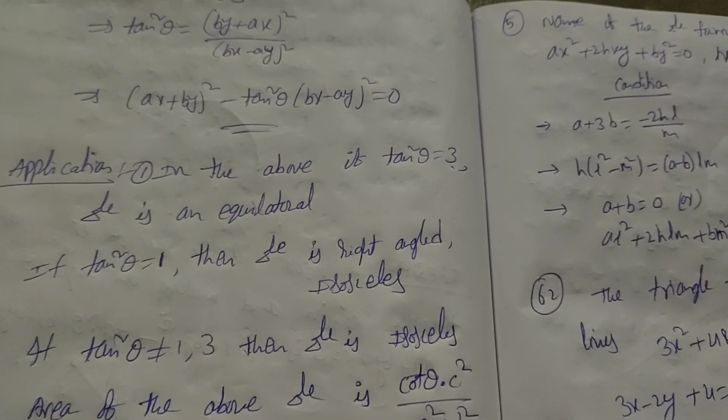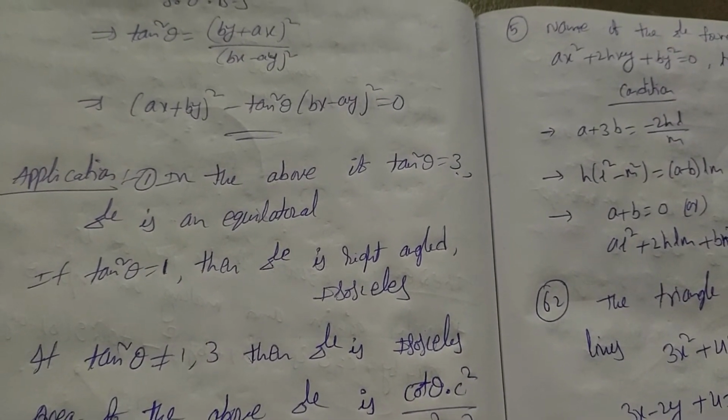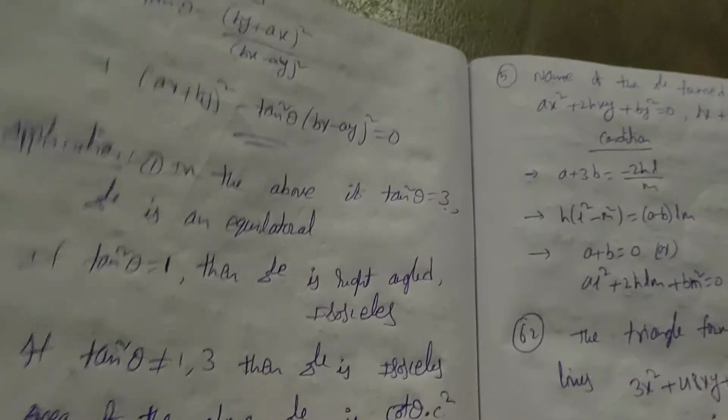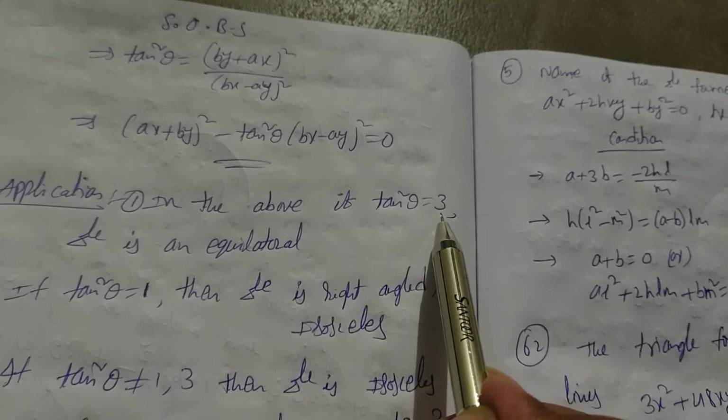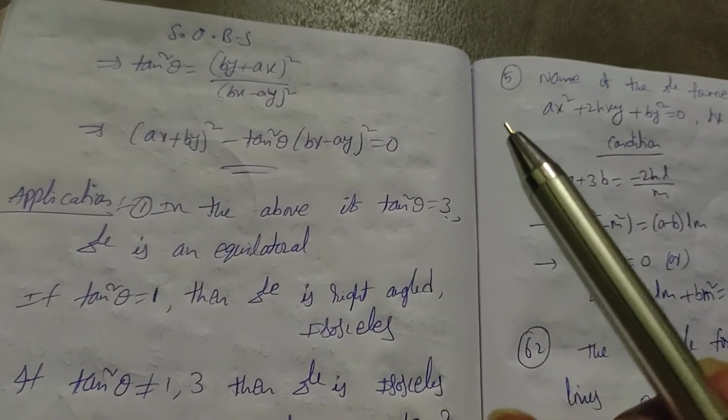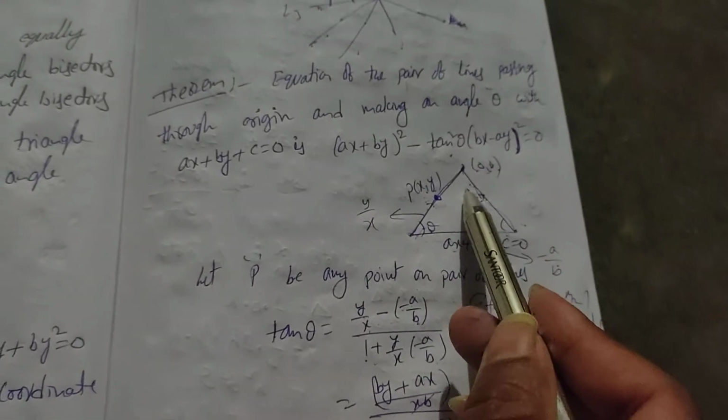Why, if tan square theta is equal to 3, is it an equilateral triangle? If tan square theta is equal to 3, it means tan theta is equal to root 3. Tan theta is equal to root 3 when theta becomes 60. If theta becomes 60 and two angles are 60, then the third angle is also 60. So it is an equilateral triangle.